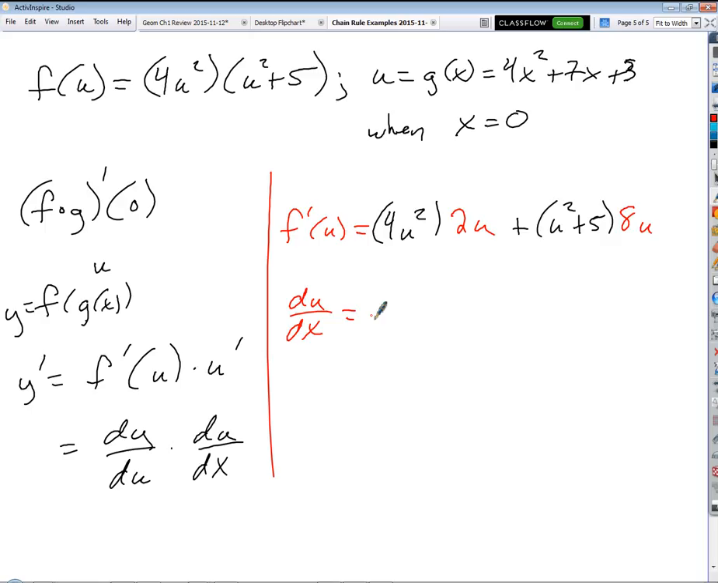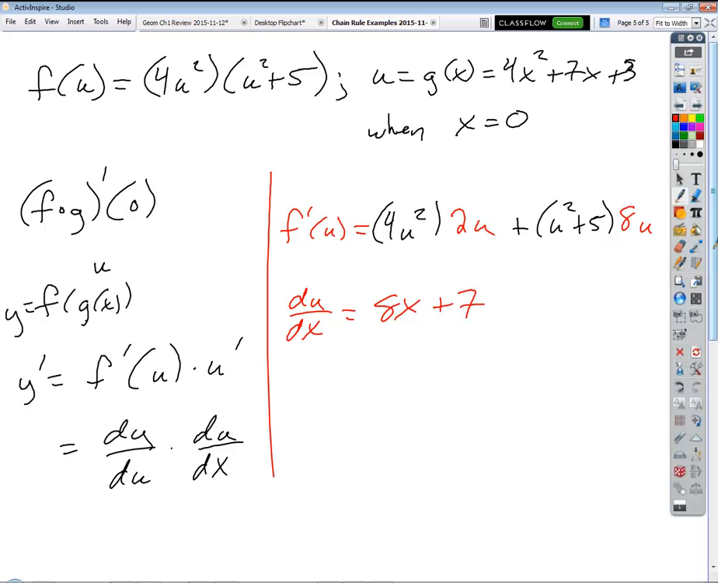8 at 8x plus 7. Good. Okay. 8x plus 7, right? And so now my answer is just going to look like that times that, right? Make sense? So my answer, y prime, just looks like f prime of u, or dy du, same thing, which is this stuff, times u prime, or du dx, which is that stuff, right?